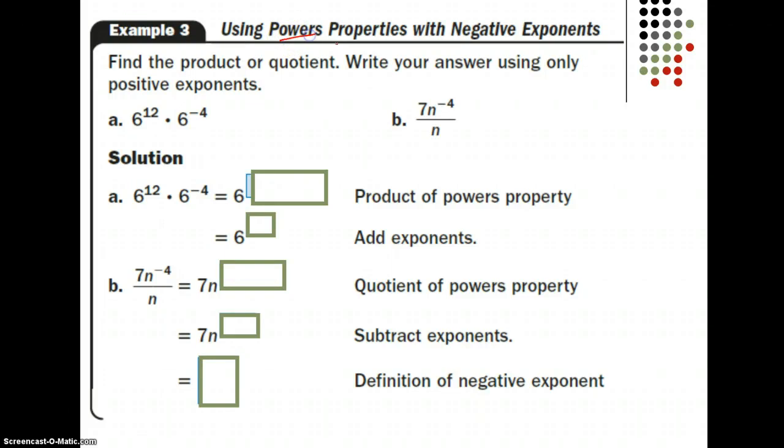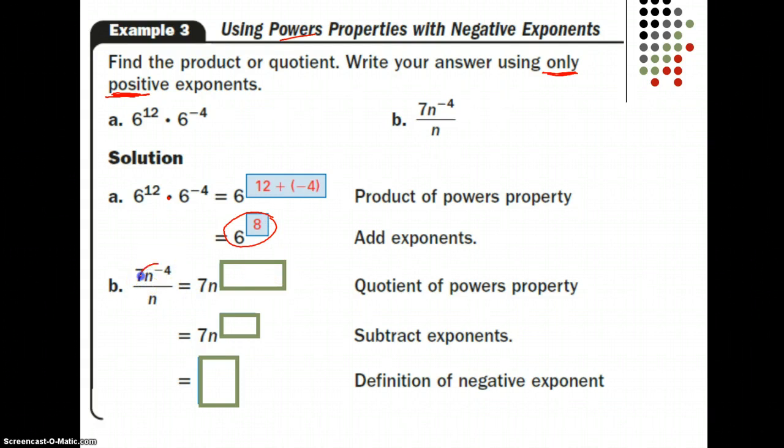This time we're going to use the powers property with negative exponents. So we're going to find the product or the quotient, and we want the answer using only positive exponents. So get rid of those negative exponents. Before we get rid of negative exponents, we want to solve the product. So we're multiplying powers, which means we add exponents. 12 plus negative 4 is 8. So you have 6 to the 8th power. This is already positive, so you're good.